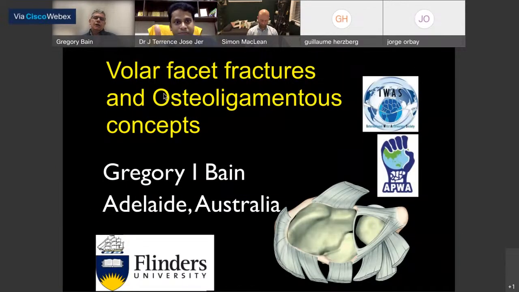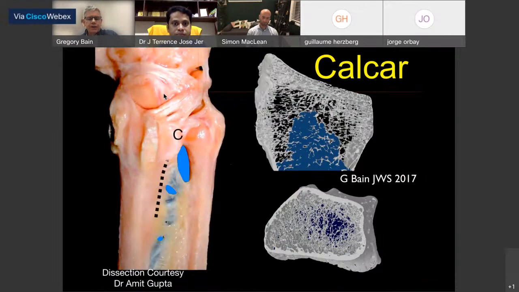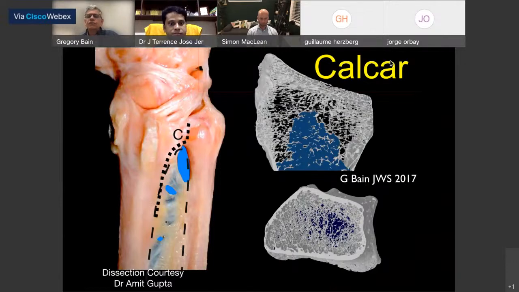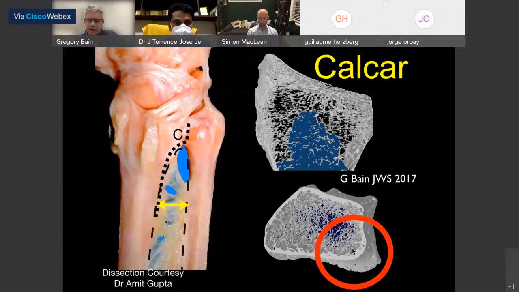Okay, so osteo-ligamentous fractures and the osteo-ligamentous unit concept for volar facet fractures. If we have a look at the distal radius, we can see that there's a calcar on the ulnar aspect of the distal radius, which takes the load from the lunate facet and from the distal ulna and transmits this load down through to the shaft of the radius. It's interesting to note that there is this thickened volar aspect of the cortex, which is the critical aspect for taking this load. And of course, this is the area that we're talking about today.